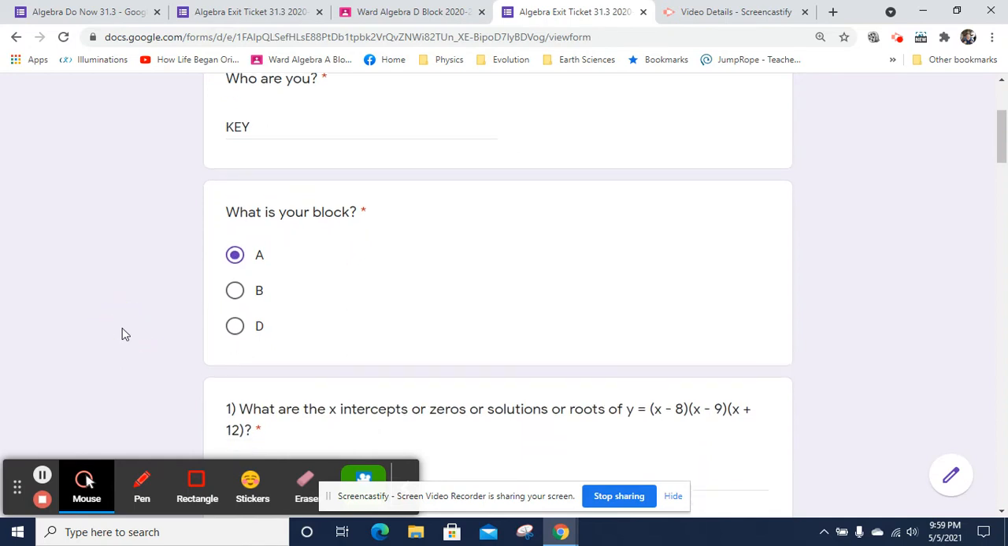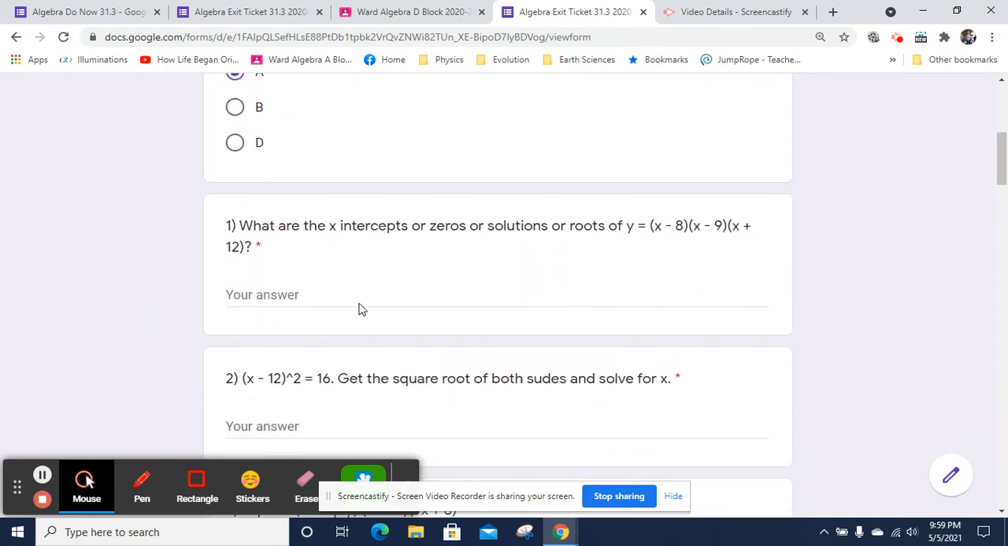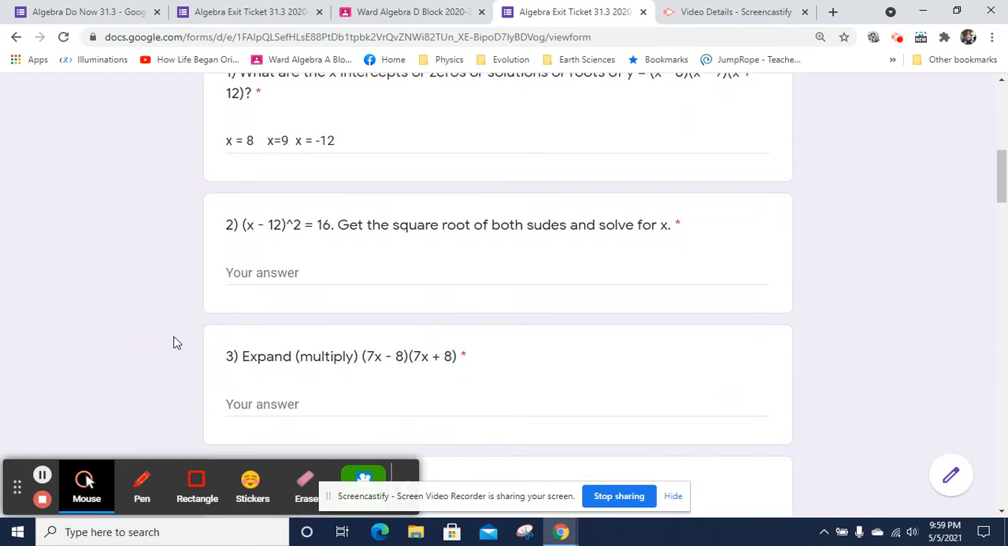So let's go. What I want to do first is find the x-intercepts, also known as zeros, solutions, or roots of y equals x minus 8 times x minus 9 times x plus 12. Well, those are x equals 8, because 8 minus 8 is 0. x equals 9, because 9 minus 9 is 0. And x equals negative 12, because negative 12 plus 12 equals 0. And that is what you need to solve that.